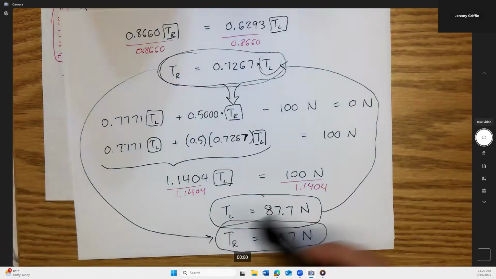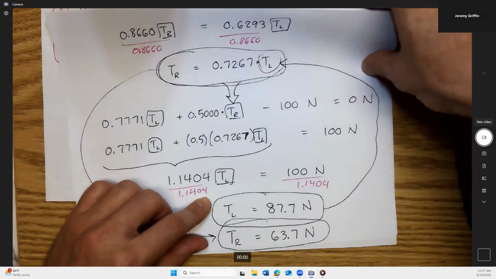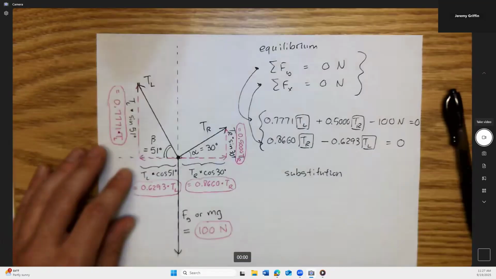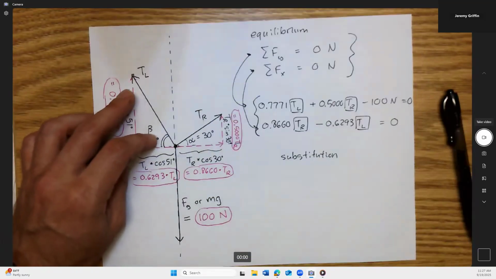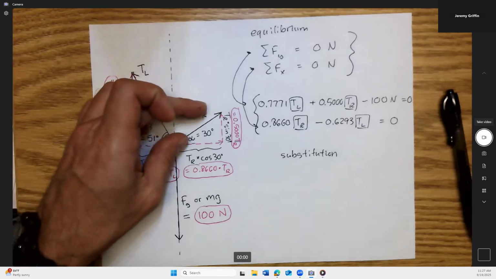Does that make sense in terms of the picture? Let's go back to the picture and make sure. It looks like the left tension is more than the right tension, right? Does that match the picture? Oh yeah, you guys said it should. I did draw this arrow vector as longer than this right arrow vector, didn't I?